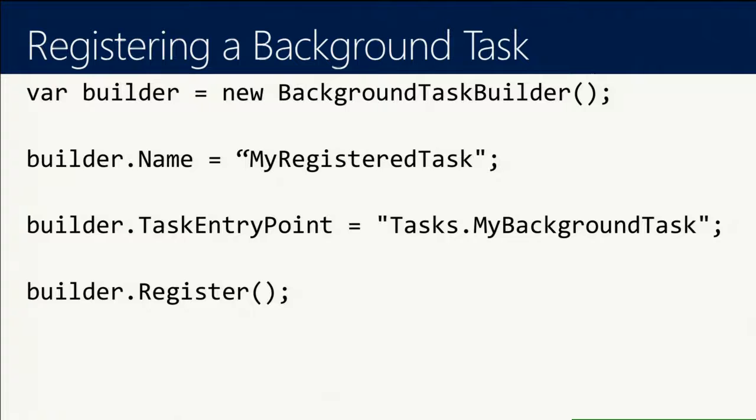So if you don't have that reference I mentioned earlier, this code right here will compile, it will run, and it will actually just fail to register your background task, and it'll never fire. You add any triggers and conditions that you need to set, and then you register it. And at that point, it's tied to your app, but it's running inside of the Windows background processor.